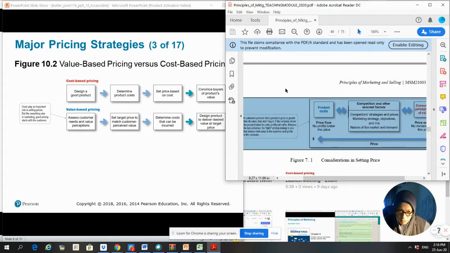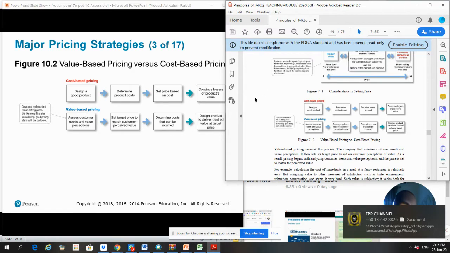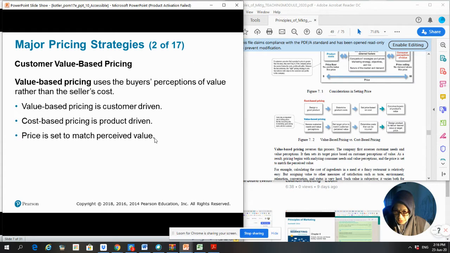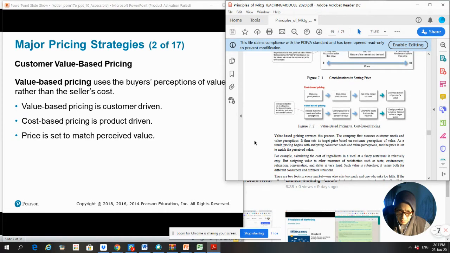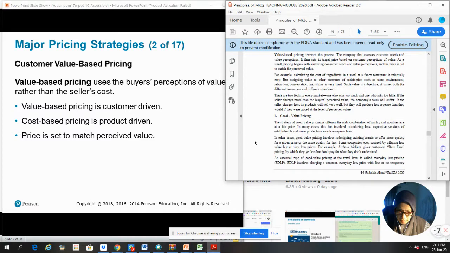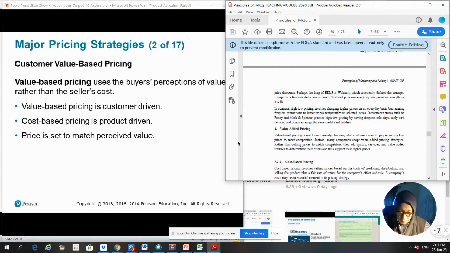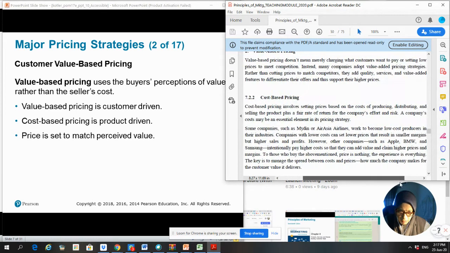And then the second one is cost-based pricing. Okay, cost-based pricing, the second strategy. This pricing is product-driven, based on cost. Cost will be the main denominator in setting up the price ceiling and the price floor. Okay, you can read the details about pricing in these notes, in this module.